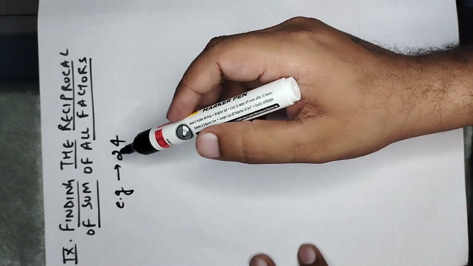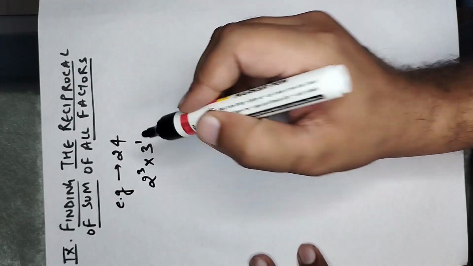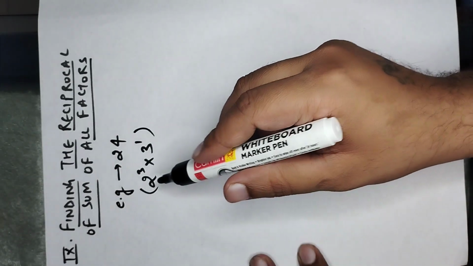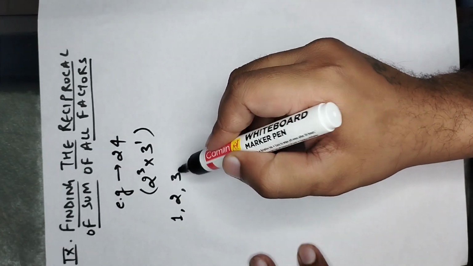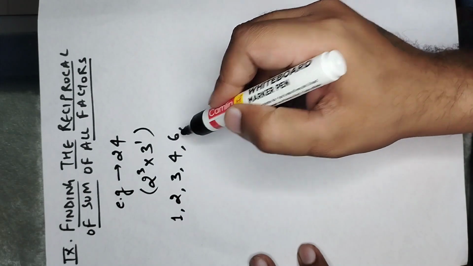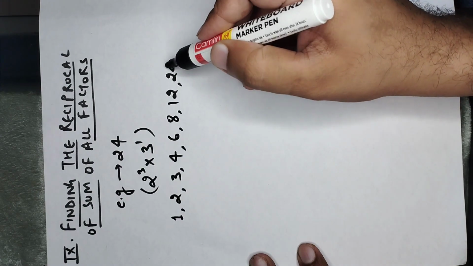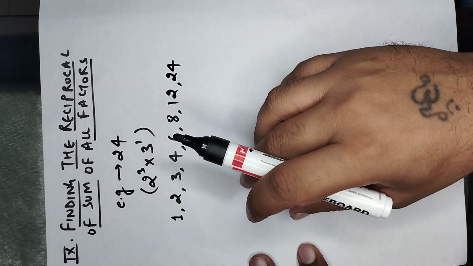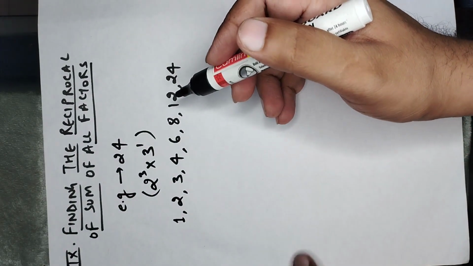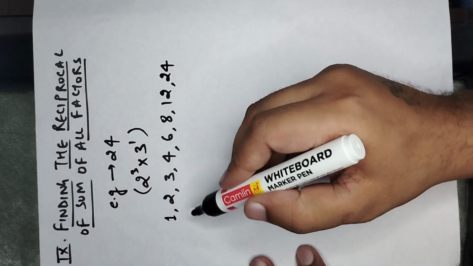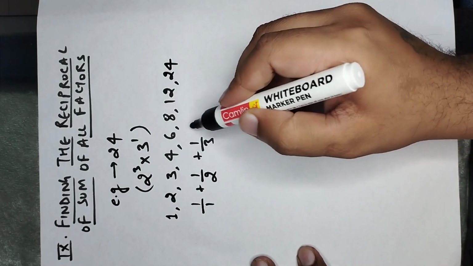As we know, I can write 24 as 2 raised to the power 3 into 3 raised to the power 1. If I write all the factors of 24, I can say 1, 2, 3, 4, 6, 8, 12 and 24. Now if I have to find the reciprocal of all these factors and then the sum, I simply take their reciprocals like this: 1 by 1 plus 1 by 2, and so on, adding all of them.